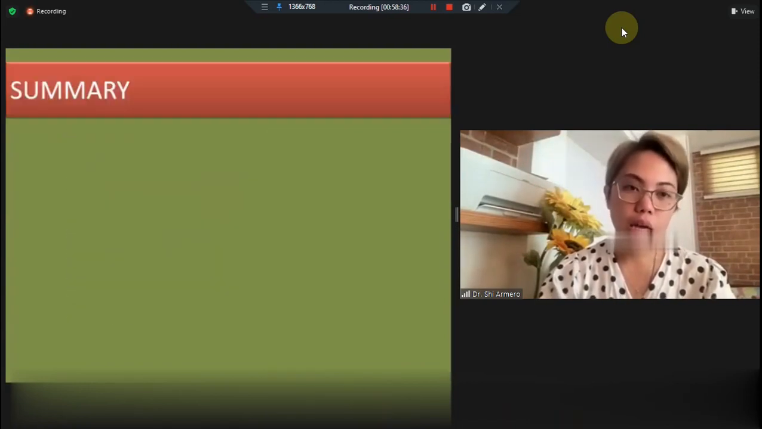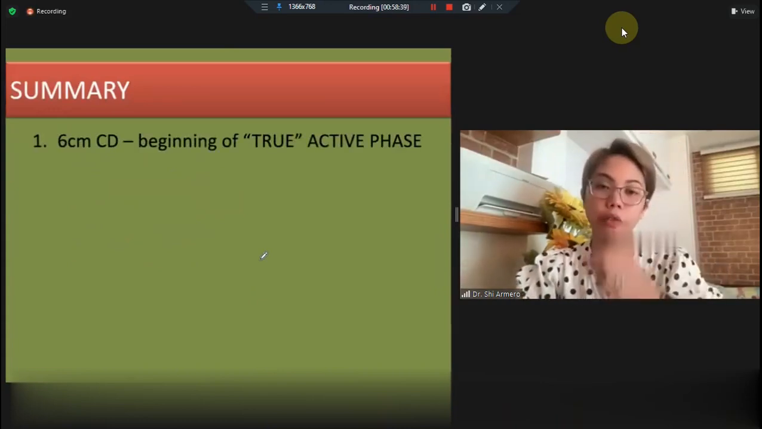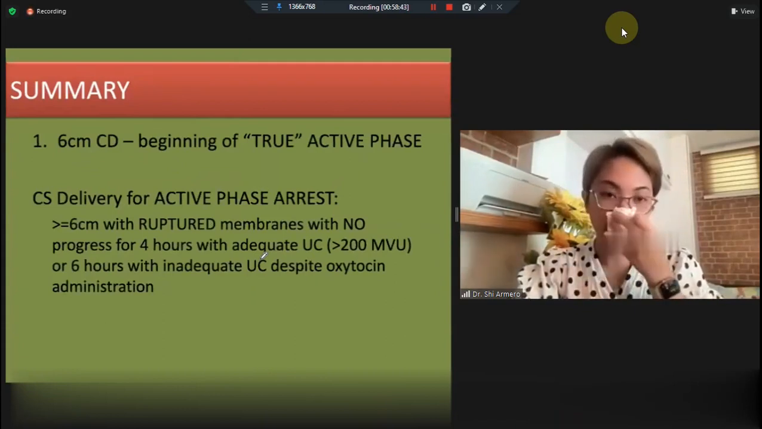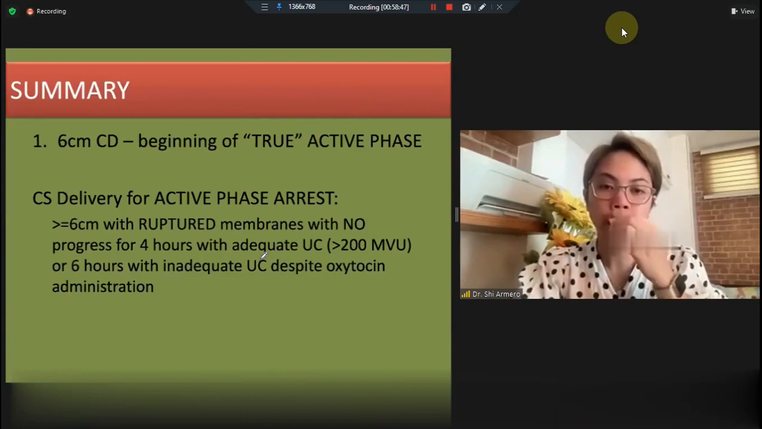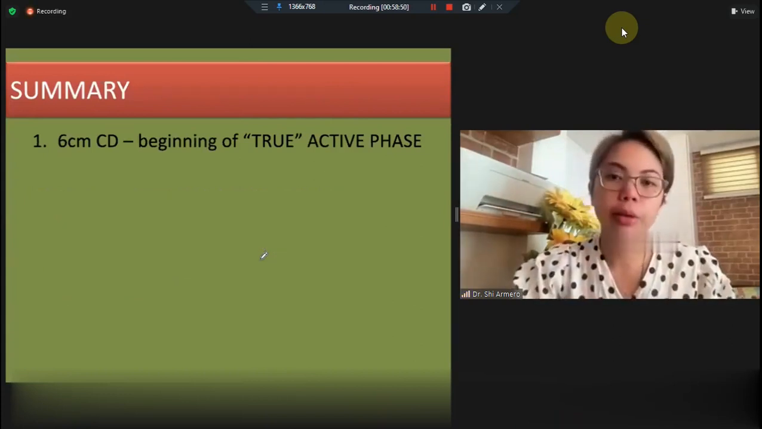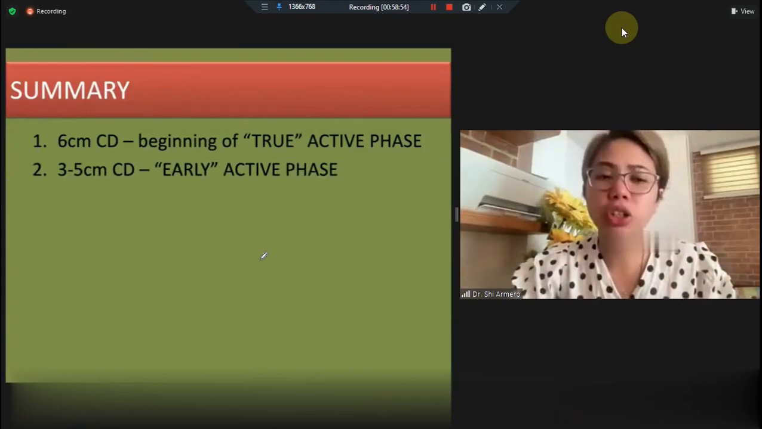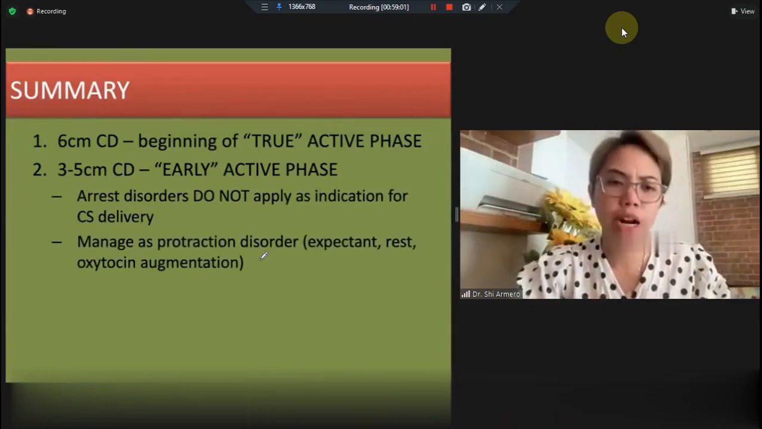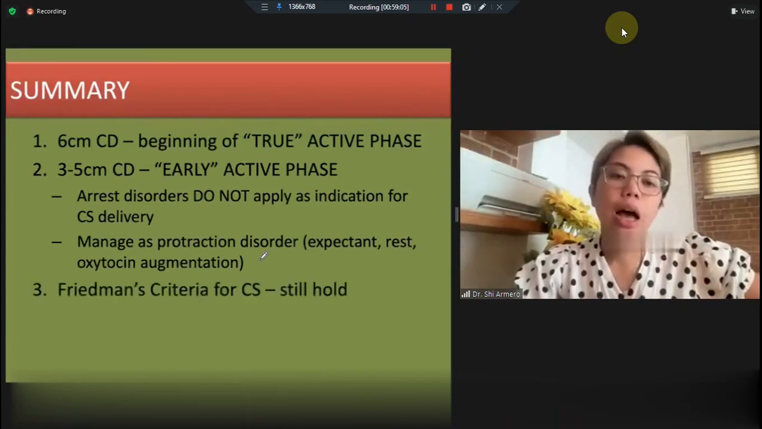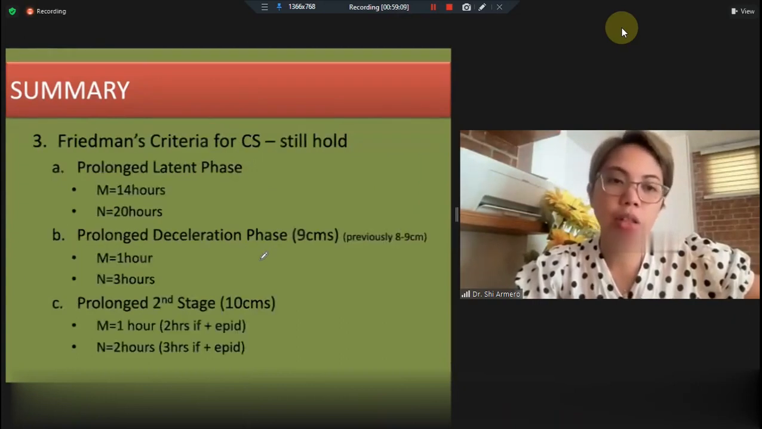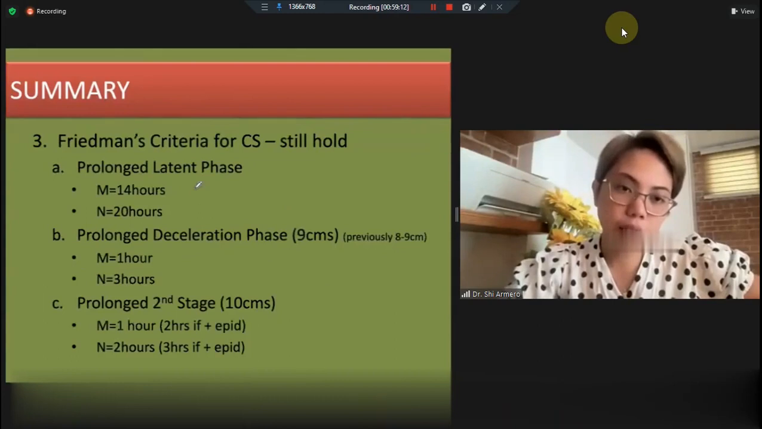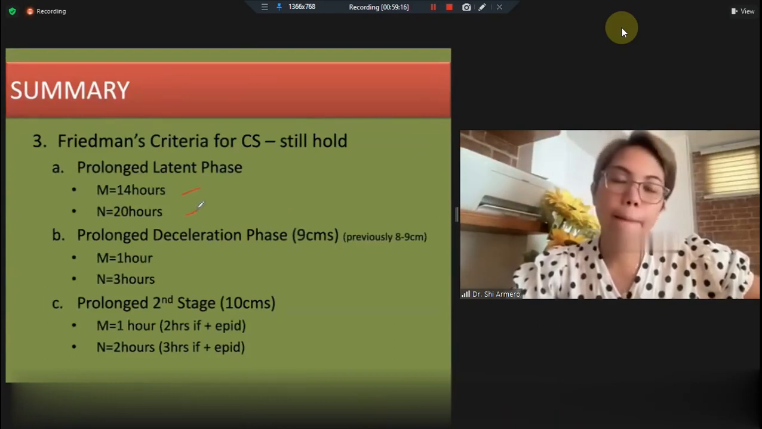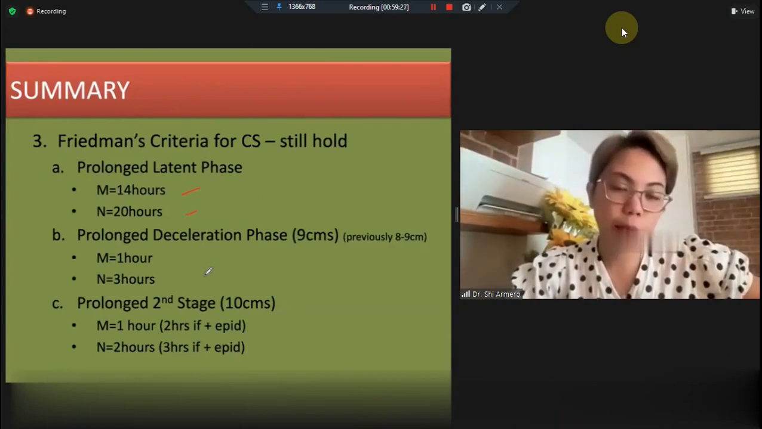So a summary: 6 cm is the beginning of the true active phase. CS delivery only for active phase arrest: 6 cm with adequate uterine contractions for 4 hours, 6 hours if inadequate. 3 to 5 cm cervical dilatation, early active phase, is not an indication for CS delivery for arrest disorder. Manage as protraction disorder: expectant, rest, augment. Friedman's criteria for CS still holds. Still the same 14 to 20, unless we have an indication to expedite. If none, we allow the woman to really go into labor even when she is in a prolonged latent phase.